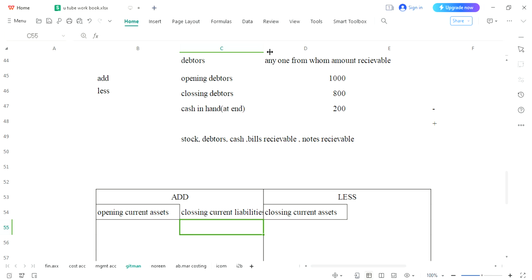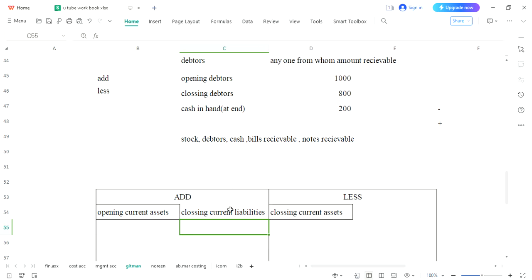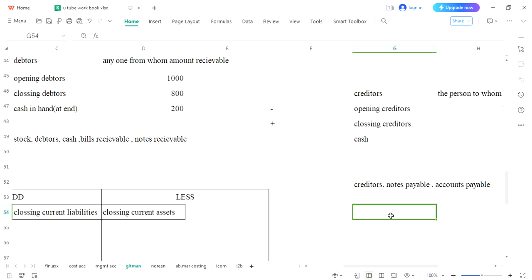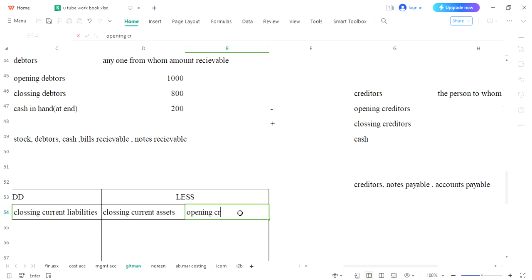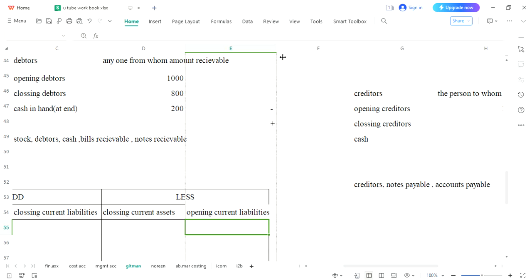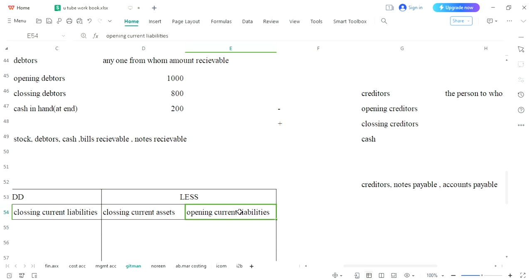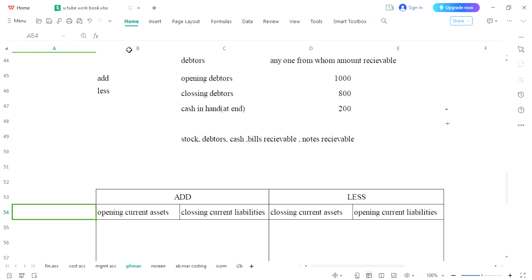In a similar way, we are going to put a border over here. Opposite to this, what would be subtracted? Here we have decided that opening creditors or opening current liabilities have a minus sign. So you will put opening current liabilities with subtraction, deduction, or with the sign of negative. Lastly, we will subtract opening current liabilities.